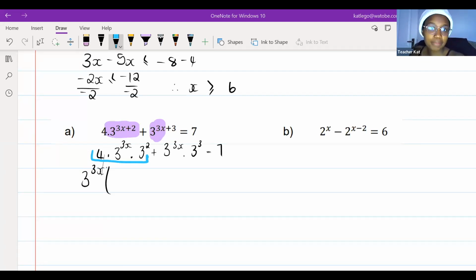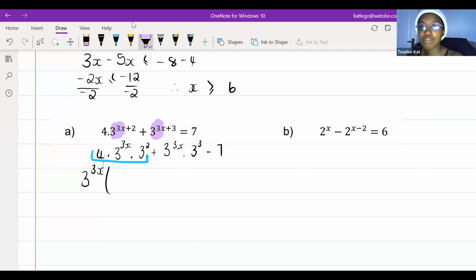Okay, this is why I wanted to do number B. This is supposed to be revision, but it's fine. Let's start over. Remember, we want the exponent that has the x to be on its own. So in this case, it would be this one and that one. Right? So what I did was I split it.